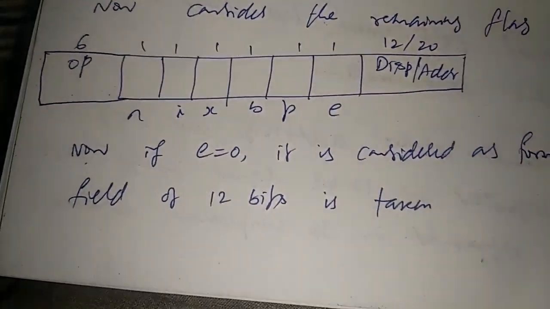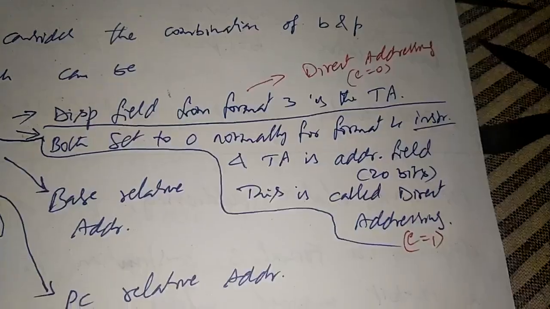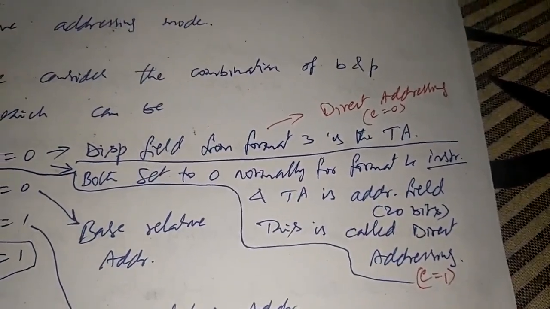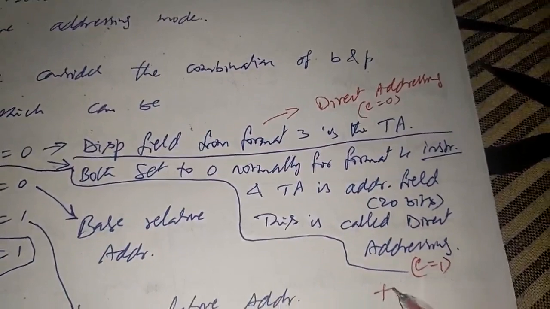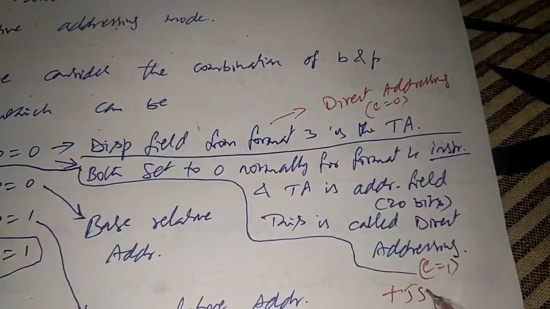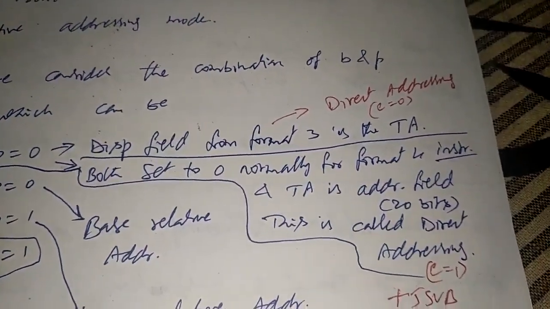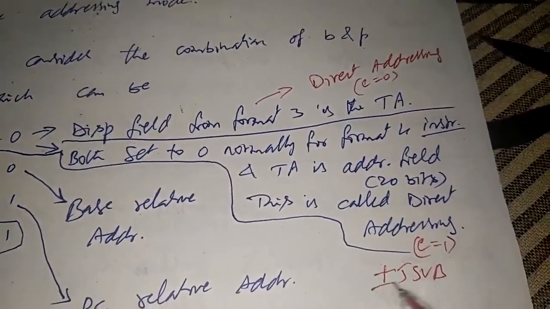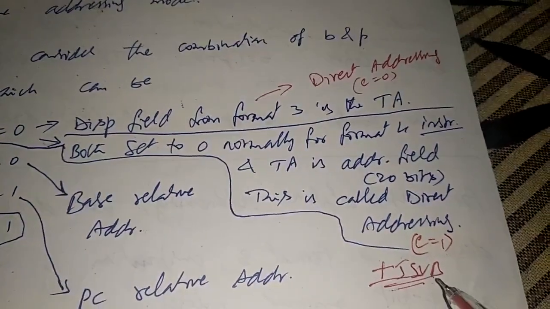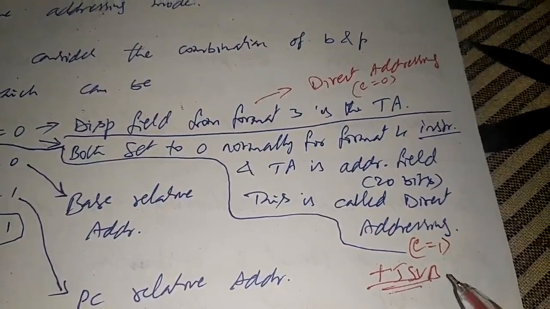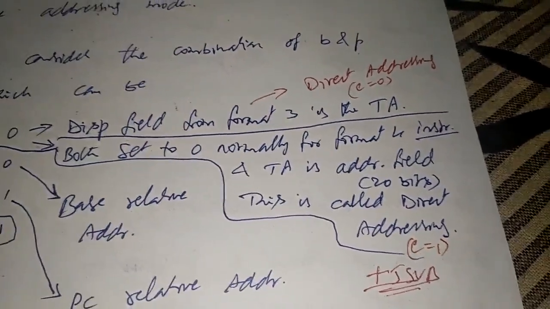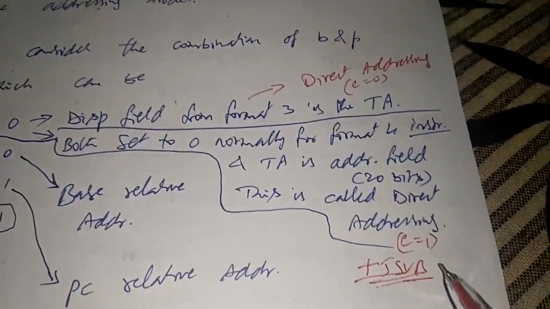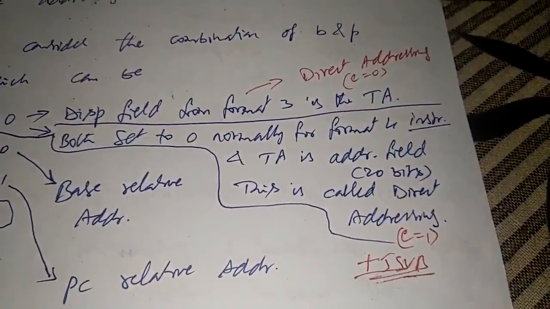E is equal to 0, 12 bits is taken. Then how do we know whether it is format 3 or format 4? For instructions like plus JSUB, if you have plus just before the mnemonic, then you should always consider it as format 4. Otherwise it is format 3. So that is how you are going to distinguish between format 3 and format 4.